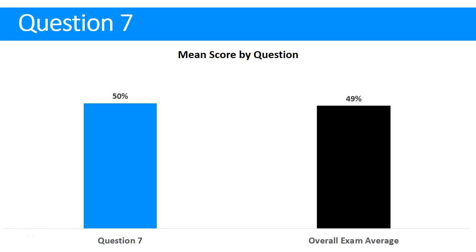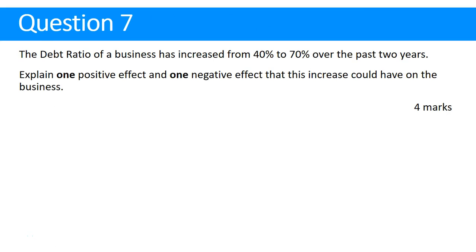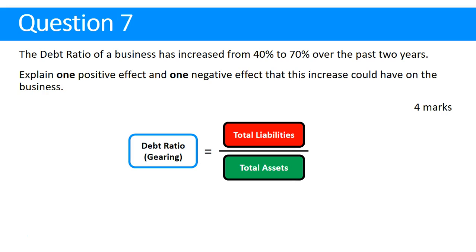Question 7 was done around about the exam average, which was interesting as it was a theory question. It was for 4 marks and it discussed the difficult topic, which was the debt ratio. What we were told was the debt ratio of a business has increased from 40 to 70% over the past 2 years. Explain one positive effect and one negative effect of this increase.